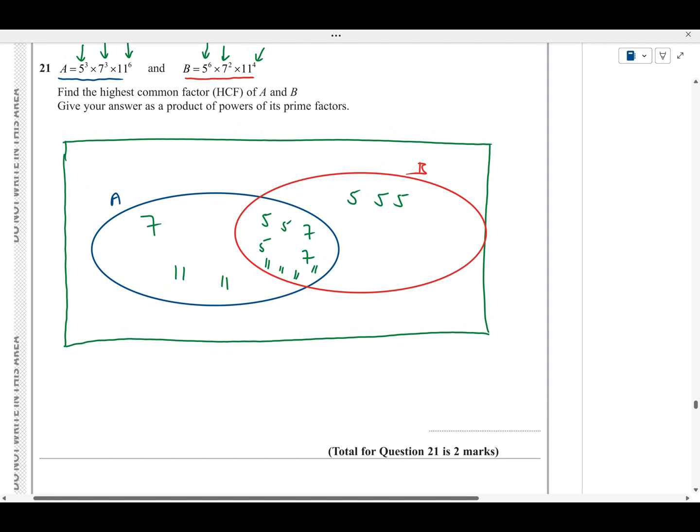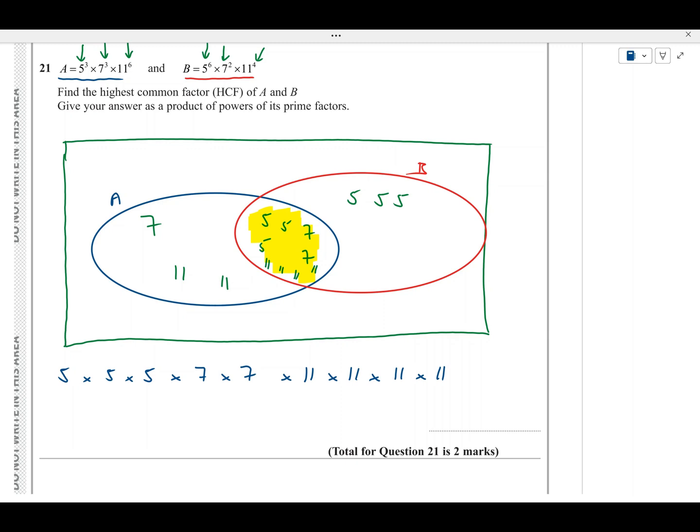Once we find the highest common factor, so that's going to be the intersection, isn't it? 5 times 5 times 5 times 7 times 7 times 11 times 11 times 11 times 11. Give your answer as a product of powers of its prime factors. 5 to the 3 times 7 squared times 11 to the 4. That's question 21.